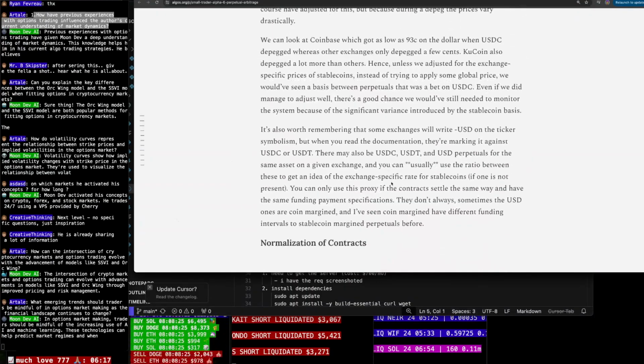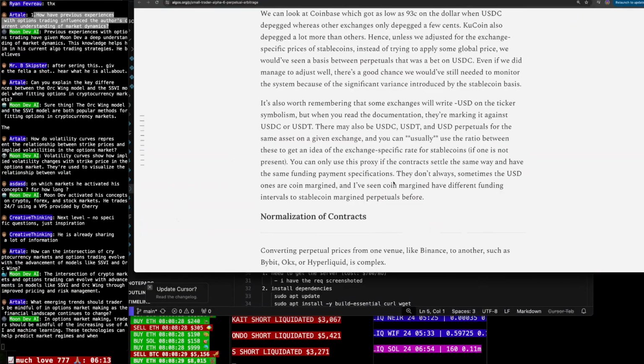It's also worth remembering that some exchanges will write USDC or USD on the ticker symbol, but when you read the documentation, they're marking it against USDC or USDT. There may also be USDC, USDT, and USD perpetuals for the same asset on a given exchange, and you can usually use the ratio between these to get an idea of the exchange-specific rate for stablecoins. If one is not present, you can only use this proxy if the contracts settle the same way and have the same funding payment specifications. They don't always. Sometimes the USD ones are coin margined, and I've seen coin margined have different funding intervals to stablecoin margin perpetuals before.